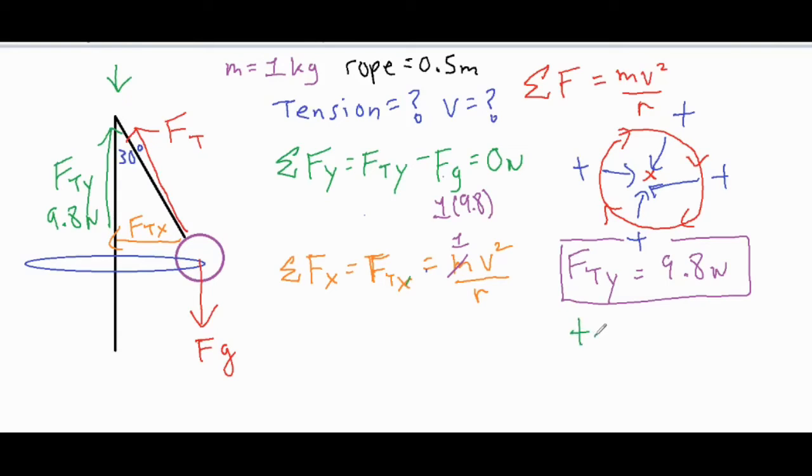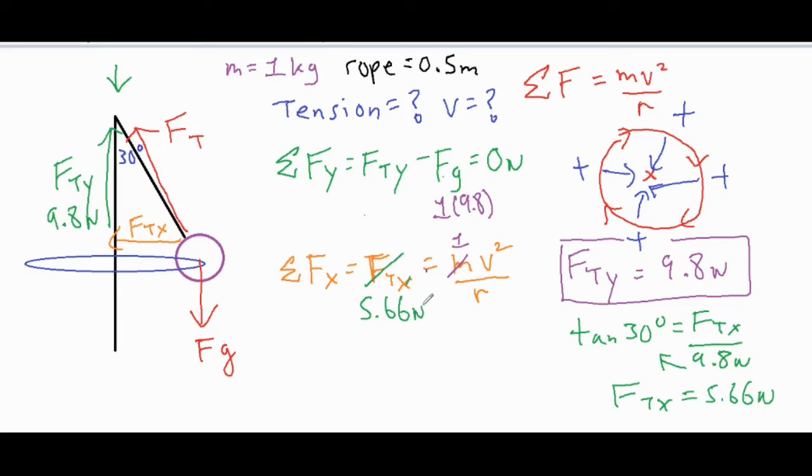So the tangent of 30 degrees equals the opposite, which is the FTX, over the adjacent, which is the FTY. So we have 9.8 newtons on the bottom. And then we can go ahead and multiply both sides by 9.8 newtons, and then our FTX comes out to 5.66 newtons. So that's good news for us. So we did want this value right over here.